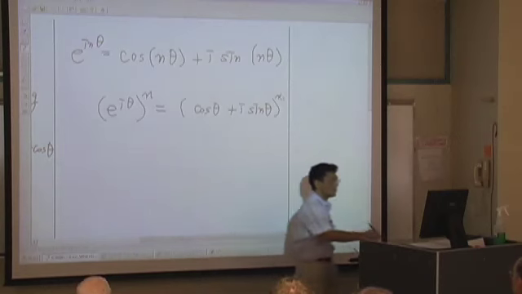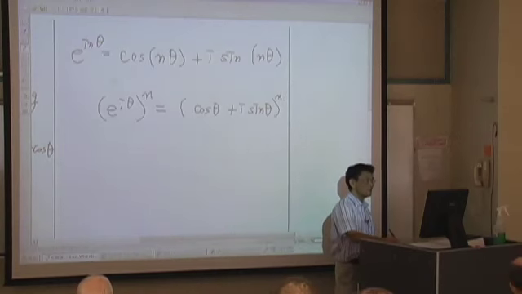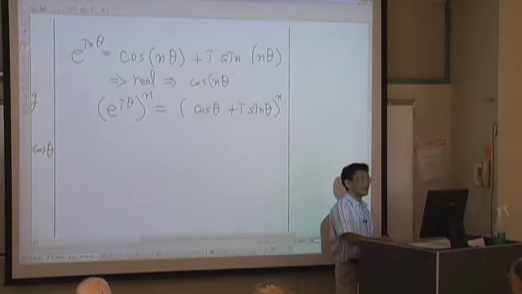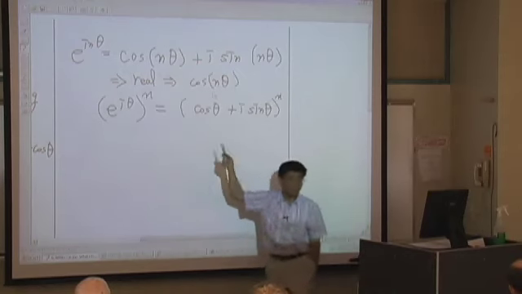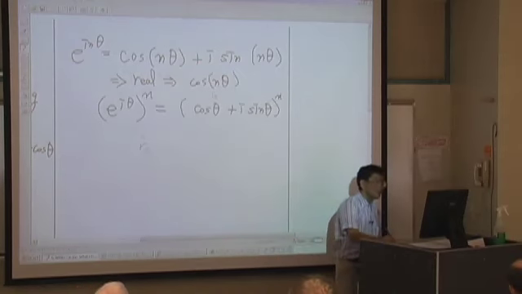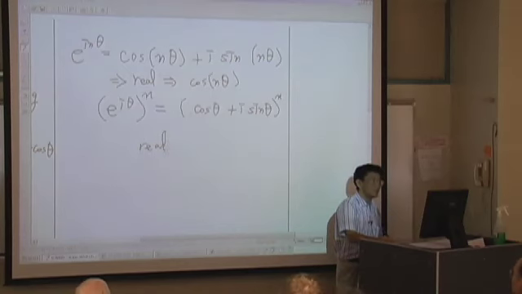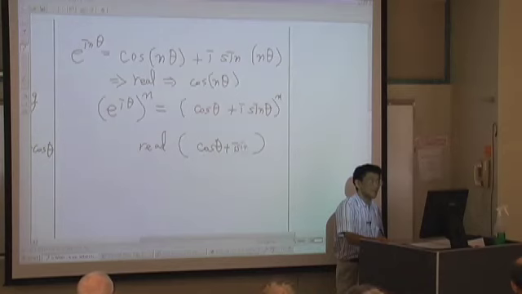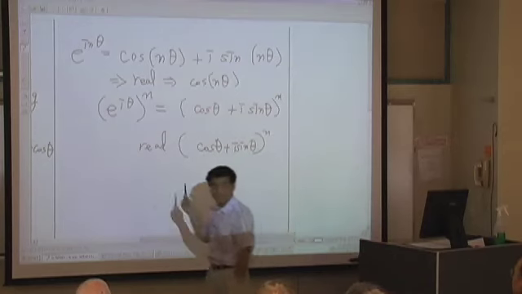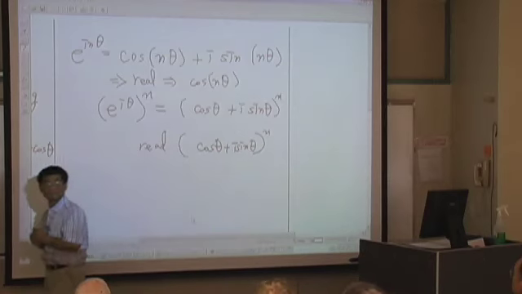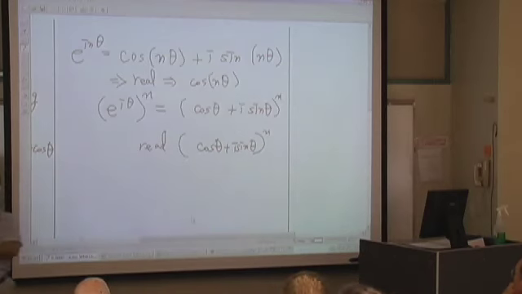Then what should we do? The real part of this thing is what? Cosine n theta, right? The real part of the above thing is cosine n theta. Now look at this. It's complex. Then the real part of cosine theta plus i sine theta, to the power of n, is the result, right? This is the result. So this way we can calculate.